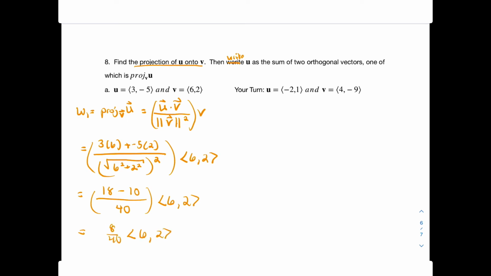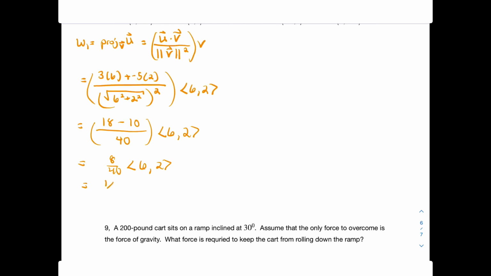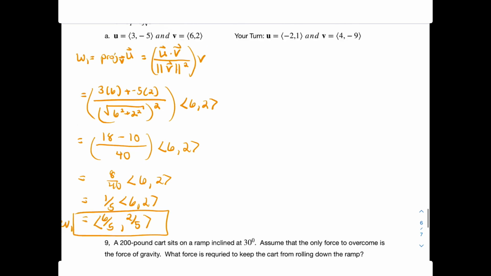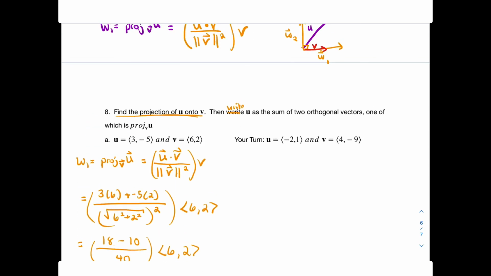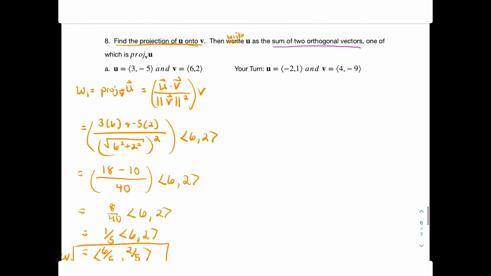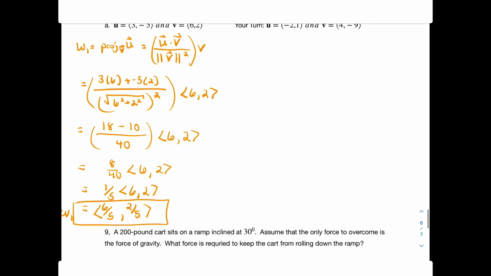Eight 40ths can further be simplified down to 1/5. And now do a scalar multiplication. We get that vector w1 is equal to 6/5 and 2/5 in component form. So that's only the first part of the answer. We found the projection of u onto v. So next we want to write u as the sum of two orthogonal vectors, one of which is vector w1 that we just found, the projection of u onto v.